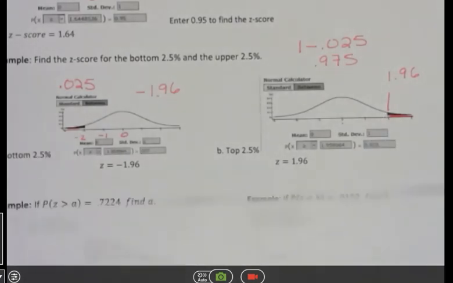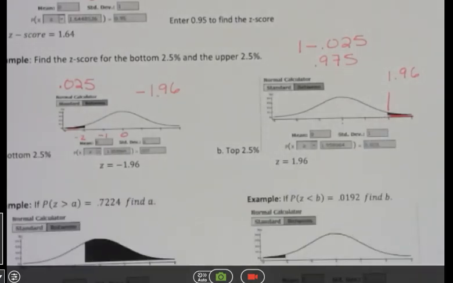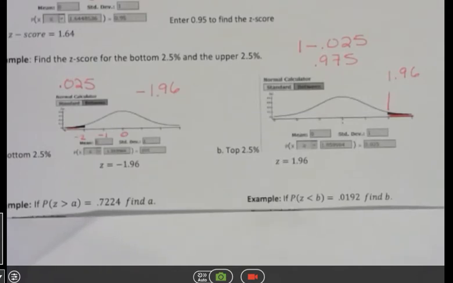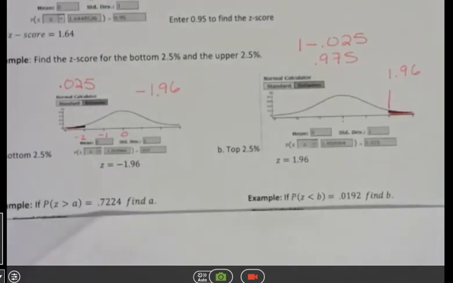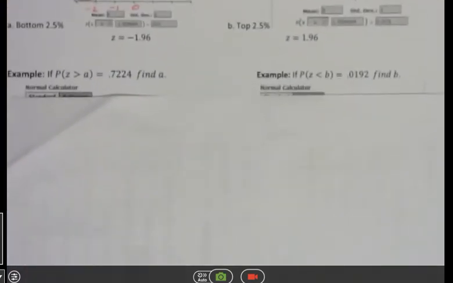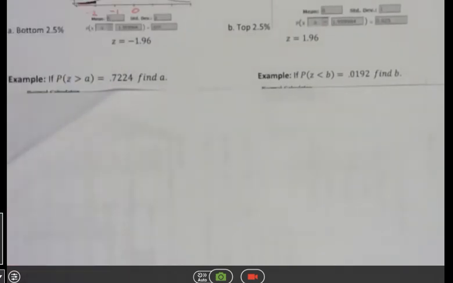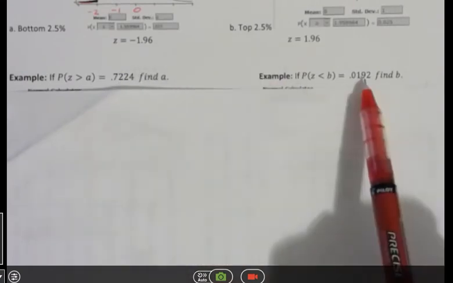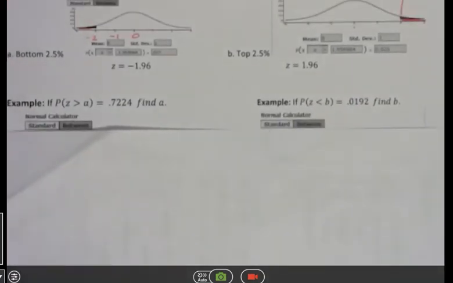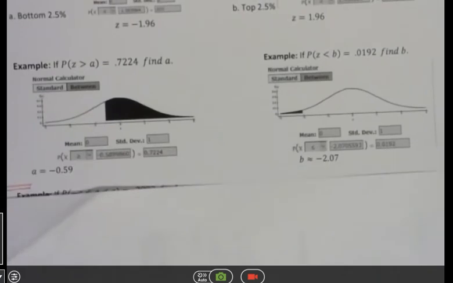Okay, the next one we're looking at is probability that Z is greater than A equals 0.7224, and the probability that Z is less than B equals 0.0192. So in both of these cases, we're given the area and we want to find the Z-score. So we're going to use inverse normal. But also, what do the pictures look like for these? It's really important that you can picture what we're looking at.